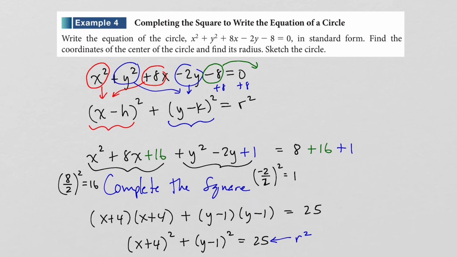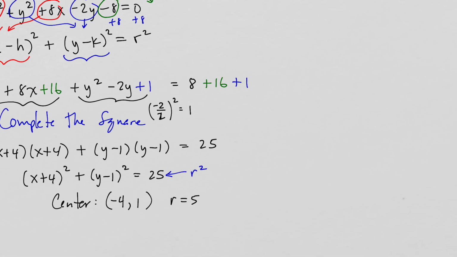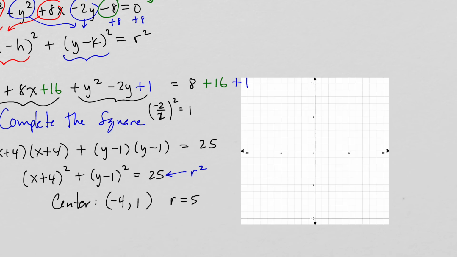And they also want us to sketch the circle. That's no problem once we have the center and the radius. Let's bring in a graph. And we're going to graph that center, which is negative 4, positive 1. And then from there, we're going to go 5 units to the right, 5 units to the left, 5 units up, and 5 units down. And then we will just sketch the graph of the circle the best we can. And there it is.